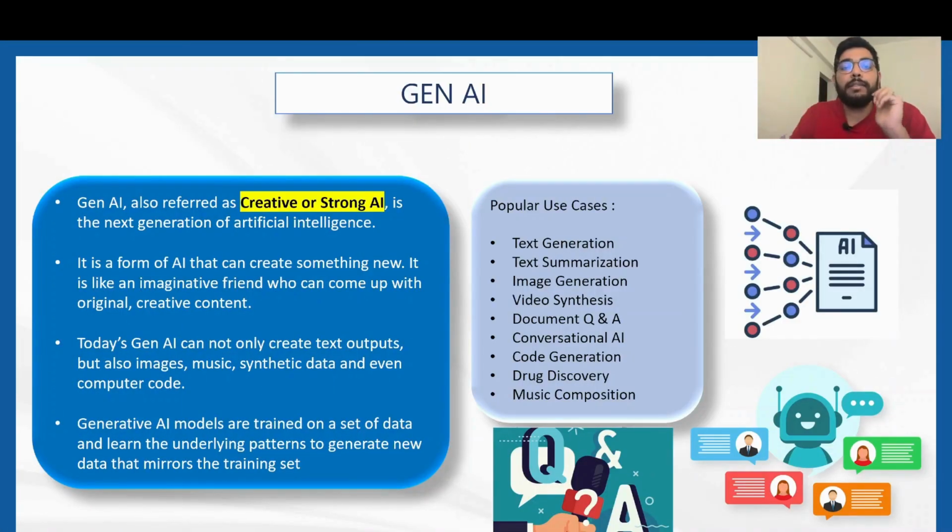Now let's try to understand what is generative AI. Generative AI is the next generation of artificial intelligence, which is also called creative or strong AI. The name creative or strong AI is apt because it is a form of AI that can create something new. It can generate, as the name says, something new. That new can be any content: images, music, audio, video, synthetic data, and even computer code.